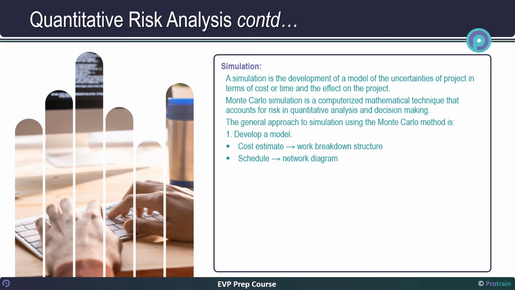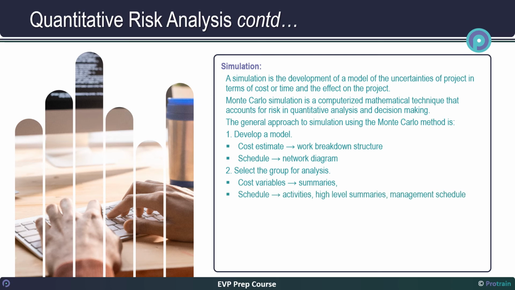When the model is complete, the second step is to select the group for analysis. For cost variables, the group can be various levels of cost accounts. For schedule or time, the grouping can be done at activities, high-level summaries, or management level of schedule. The next step is to identify uncertainty in the model for the selected group of analysis. This consists of two sub-steps: select the probability distributions and provide inputs, and identify the form of the results.